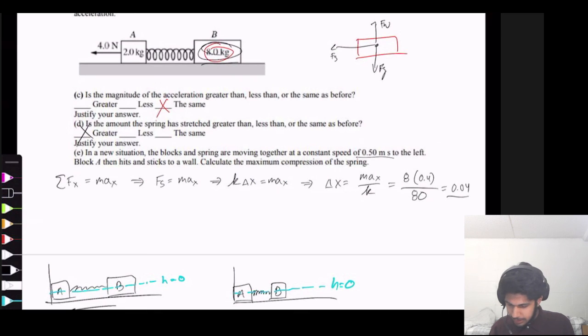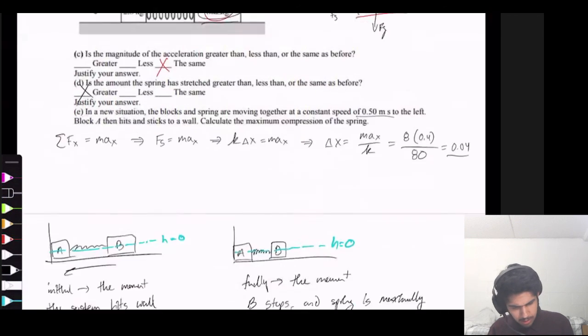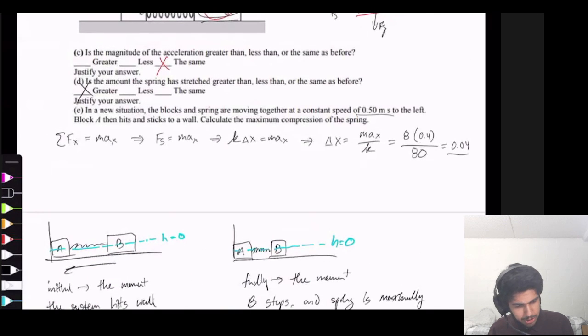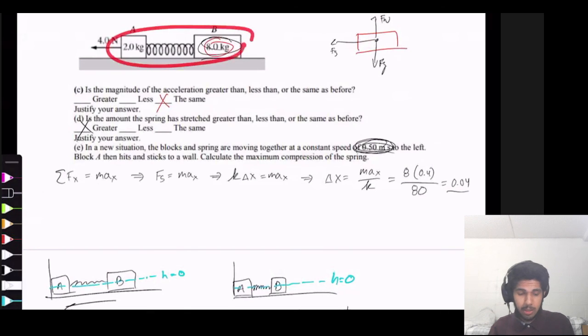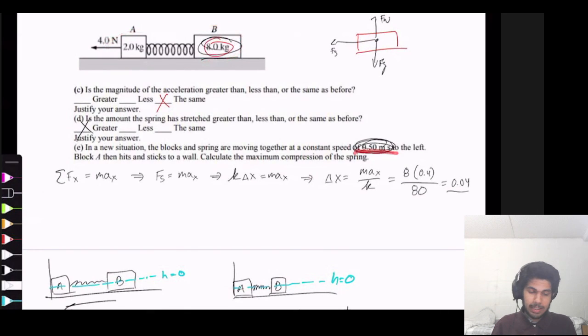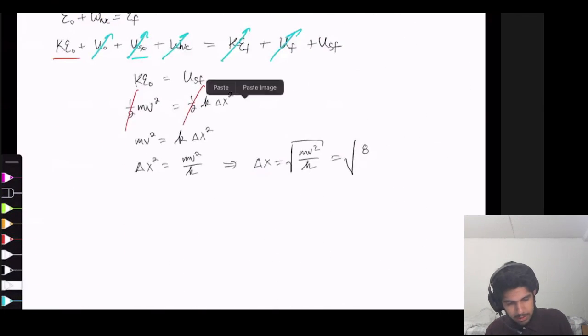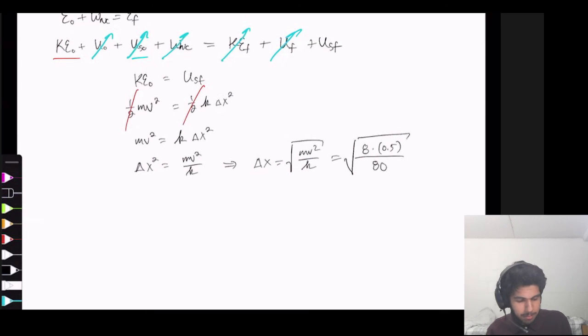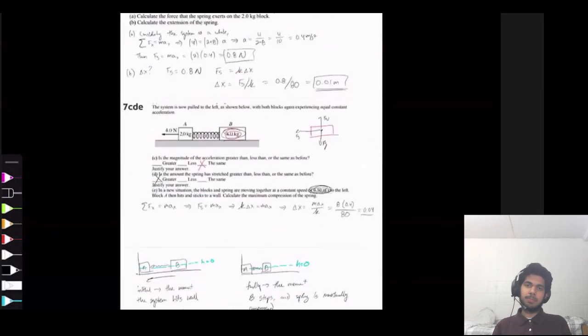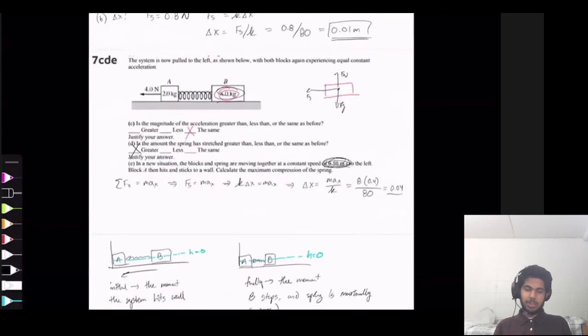The velocity of B, do we have that? Let's see, are we given that in the question? Yes, we are. It's 0.5 meters per second to the left, so the system is moving with that speed, 0.5 meters per second, but that also means that this block is moving at that speed. So we're going to multiply this by 0.5, and the spring constant k we're given to be 80. We do this computation, and we get delta x equals 0.16 meters. That's our answer. So that is this question.